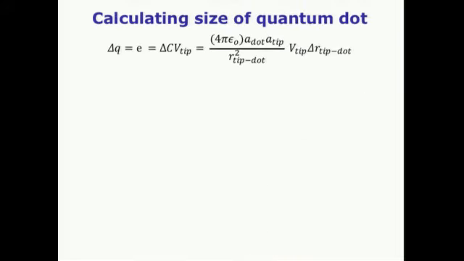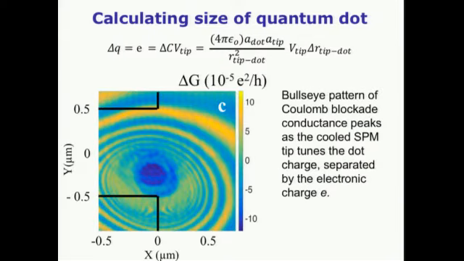And the equation we come up with is delta Q. In each of those rings, you are adding a charge. So delta Q equals e, which is delta C, the change in capacitance as you move the tip, multiplied by the voltage at the tip. If you know the capacitance between two spheres, you can come up with this equation. That equation depends on the dot size, the radius of the dot, and the radius of the tip. And from there, you can calculate what the size of the dot is.